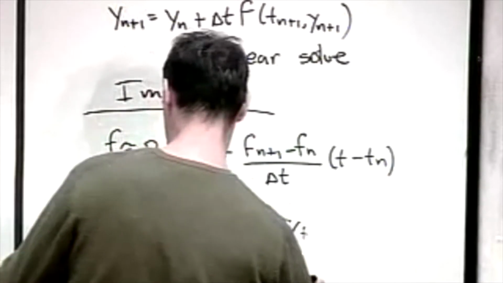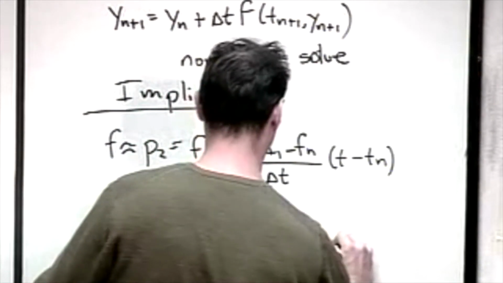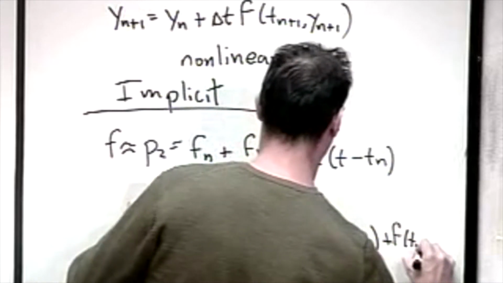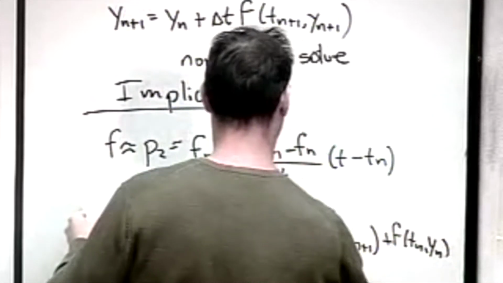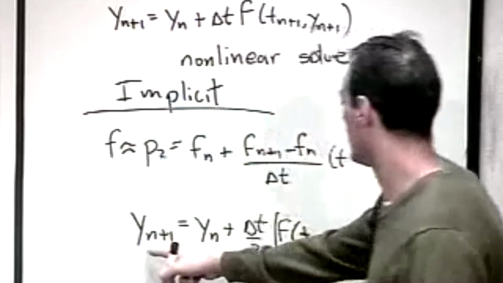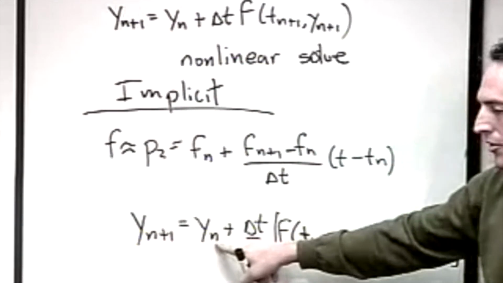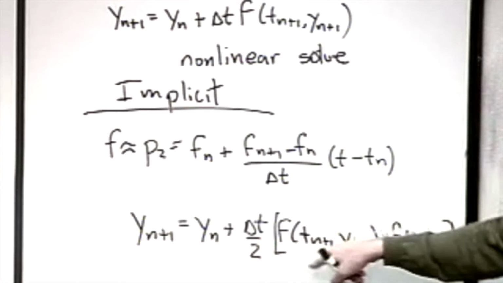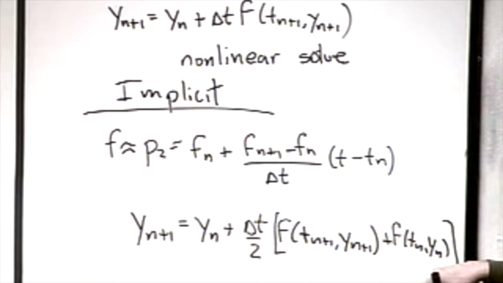Okay, t of n plus 1, y of n plus 1 equals y of n plus f of t_n, y_n. The solution in the future is what it was in the past, plus delta t over 2 times f evaluated in the future plus f evaluated now. And again, this is the hard part. You don't know what f is in the future, so this makes you solve a nonlinear system of equations.